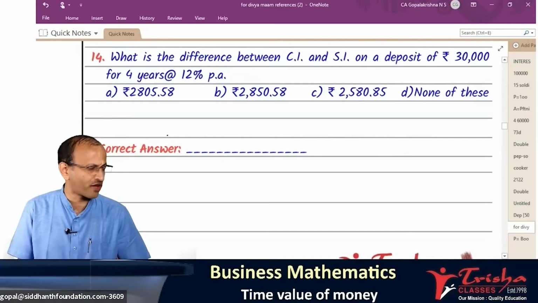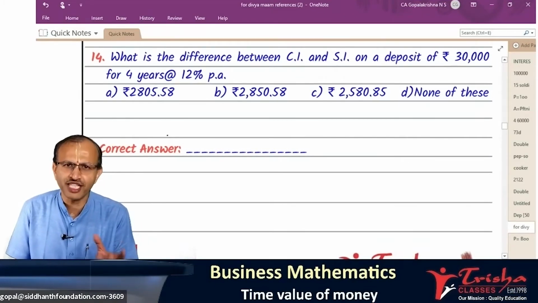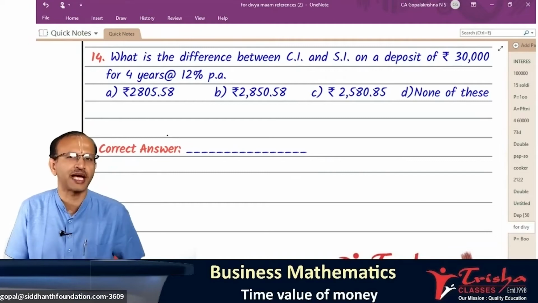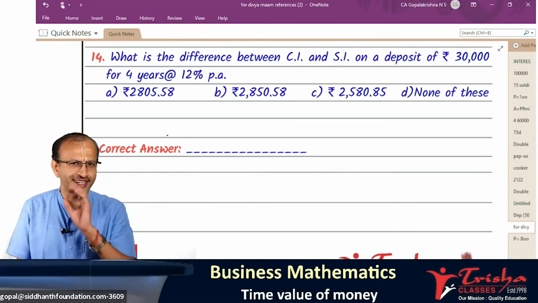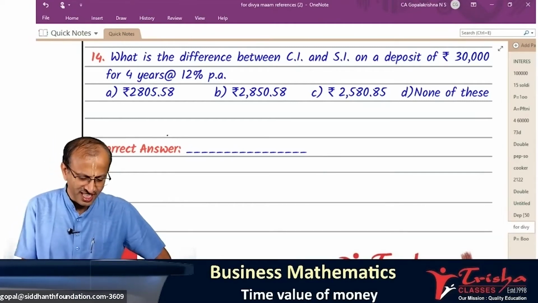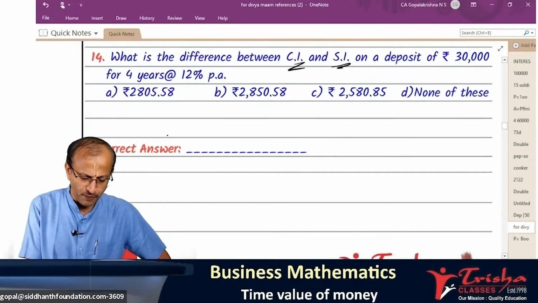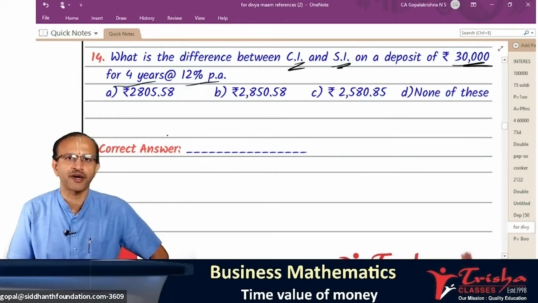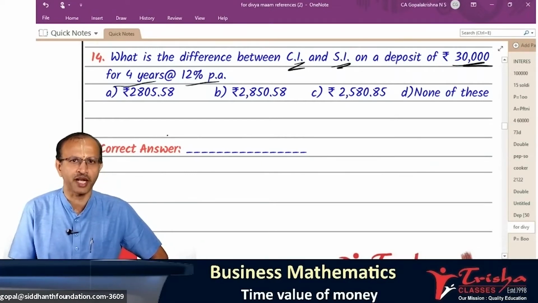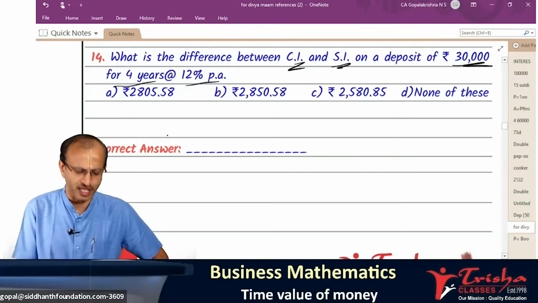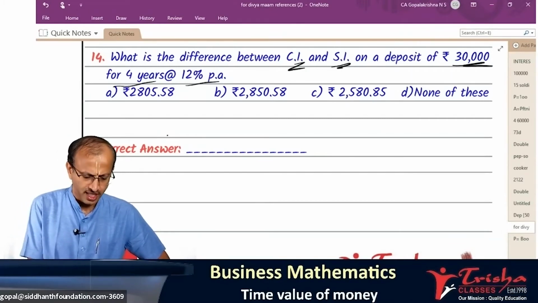Here is question number 14. The difference between CI and SI has come many times, and you can crack it very quickly. What is the difference between CI and SI on a deposit of rupees 30,000 for 4 years at 12% per annum compound interest? I will do the solution here only, 4 years.